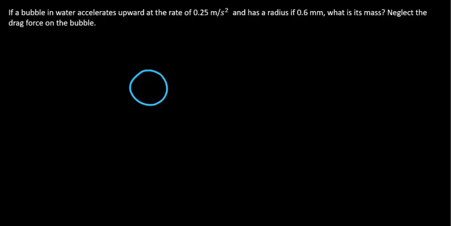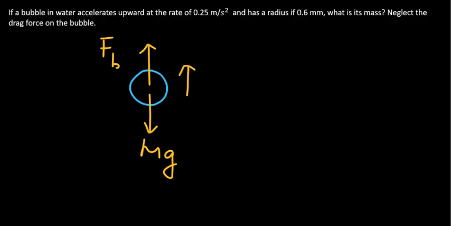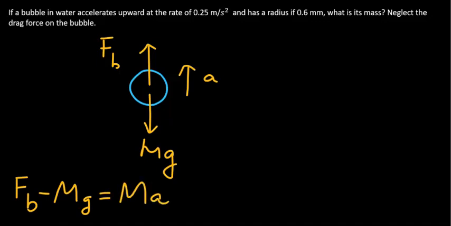So that is the bubble. What are the forces acting on this bubble? Well, the first one is its weight. You can call it m times g. And then you have the upward buoyant force, F sub b. And of course this is accelerating upward, so there is this a. That's it. So Newton's second law says Fb minus mg equals ma.